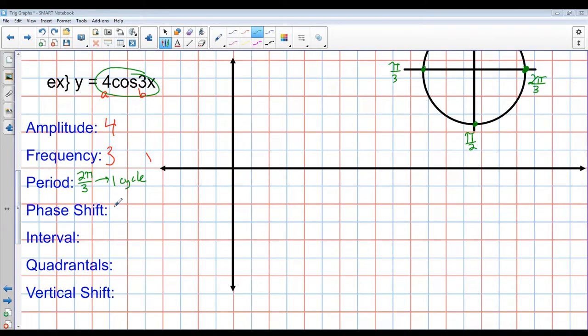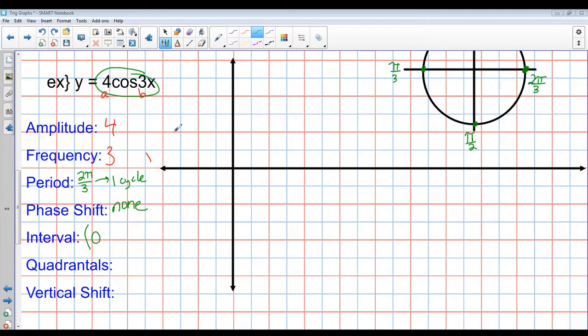Phase shift: there is no h value. If it was something like x minus pi over 2, for example, that would be a phase shift, if it was in parentheses like this, but there's not, so we don't have to worry about it. My interval, this is where it's helpful to see where one cycle of this graph happens. There's no phase shift left or right.